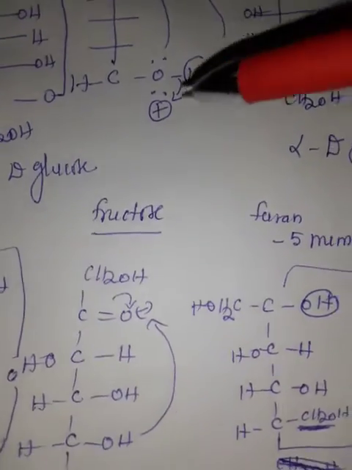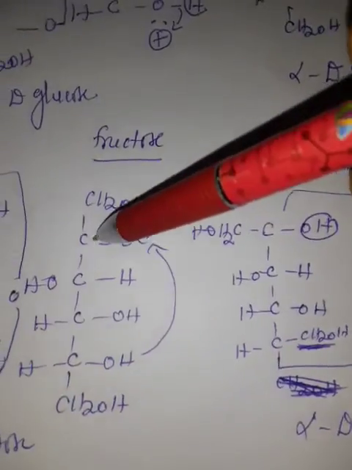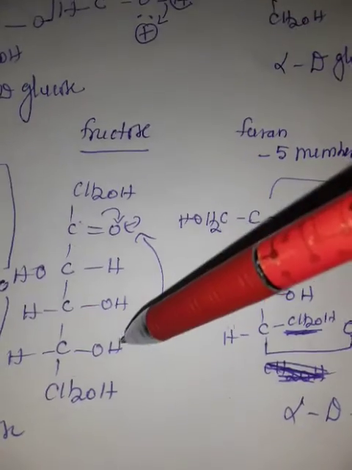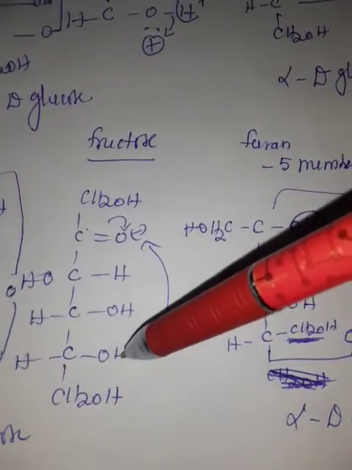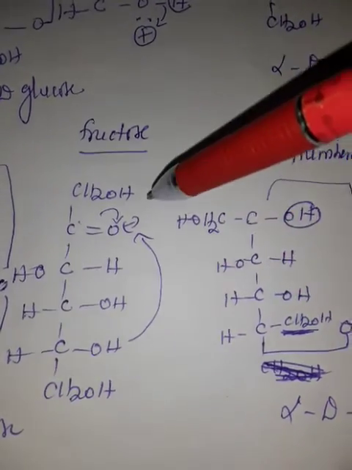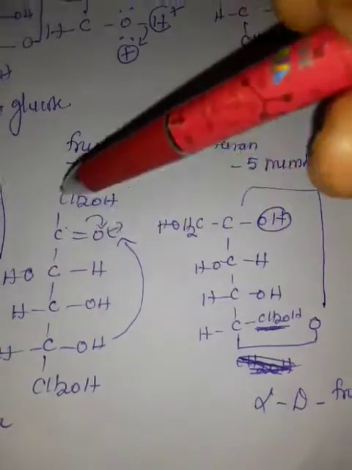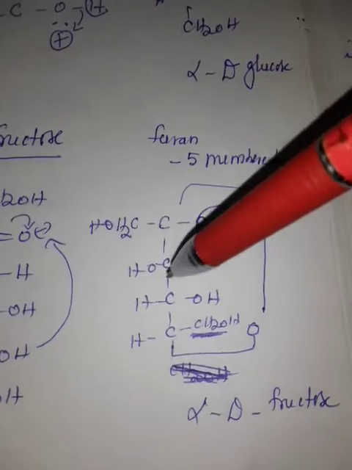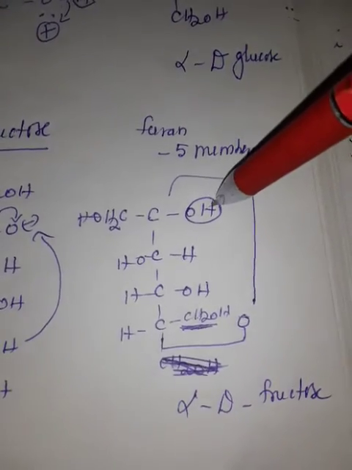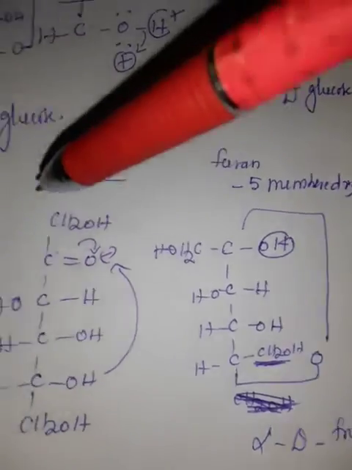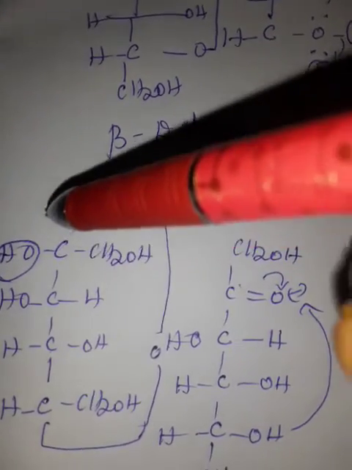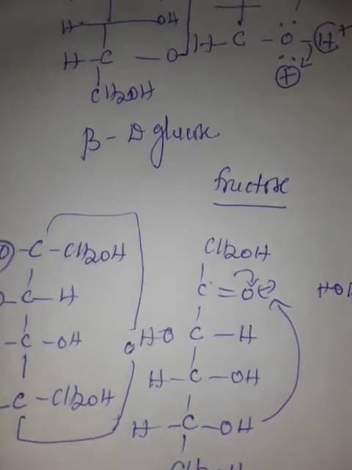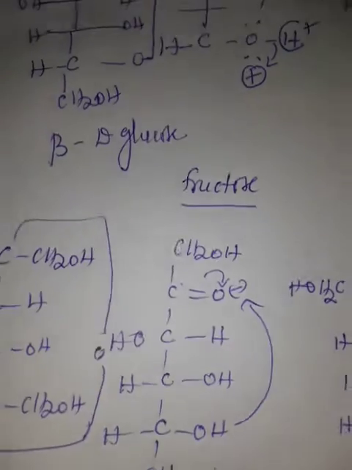Similarly, fructose means having a keto group in the second carbon. So from the fifth carbon, the hydrogen transfers from here to here. So this structure changed into a 5-membered ring. So this is the alpha D fructose having OH on the right side and beta D fructose having OH on the left side. All this I have taught in the previous videos.